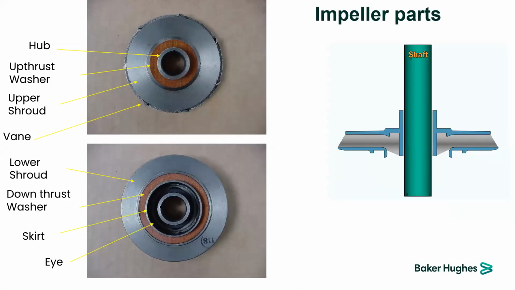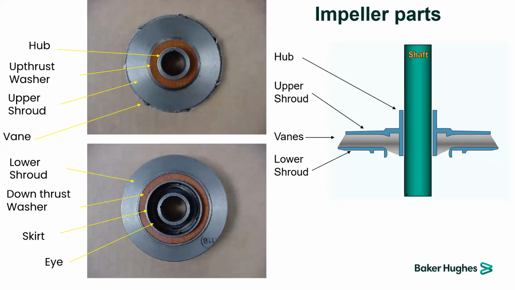On the right hand side you can find the schematic. In the drawing, the top side is the hub, and then you will have the upper shroud and the vanes, the height of which varies from one stage to another based on the application, and the lower shroud and the skirt and the eye, which is the inlet for the fluid.